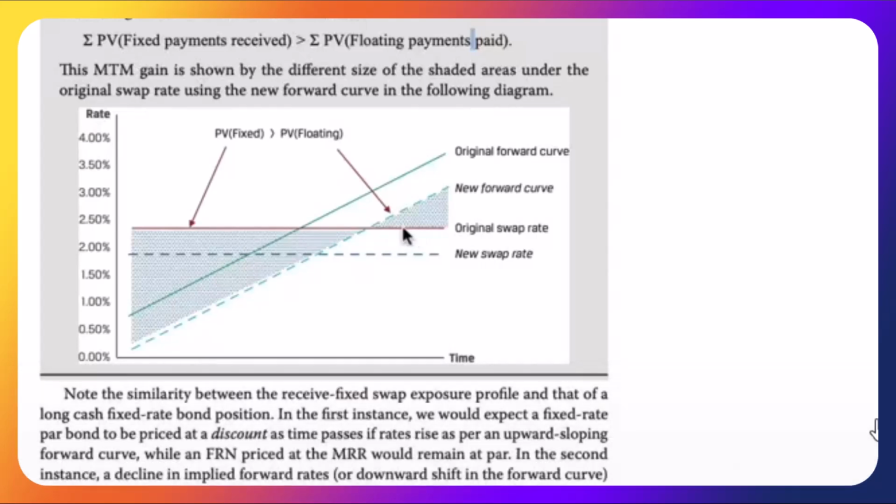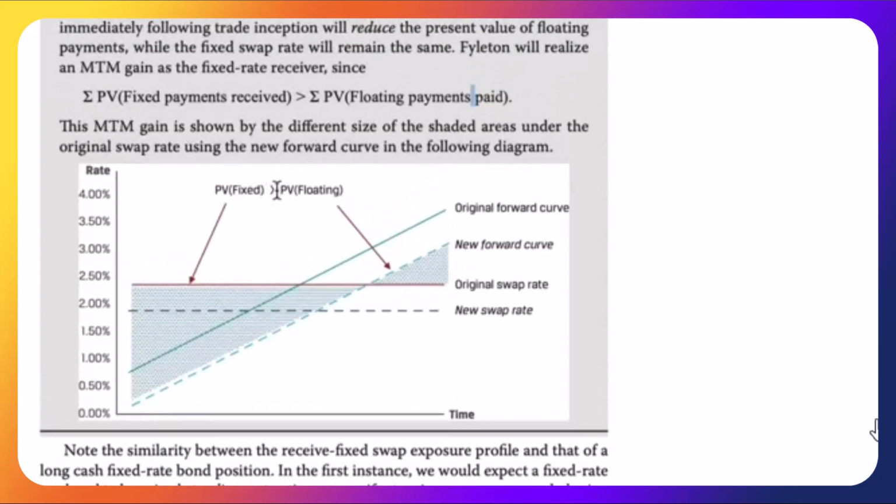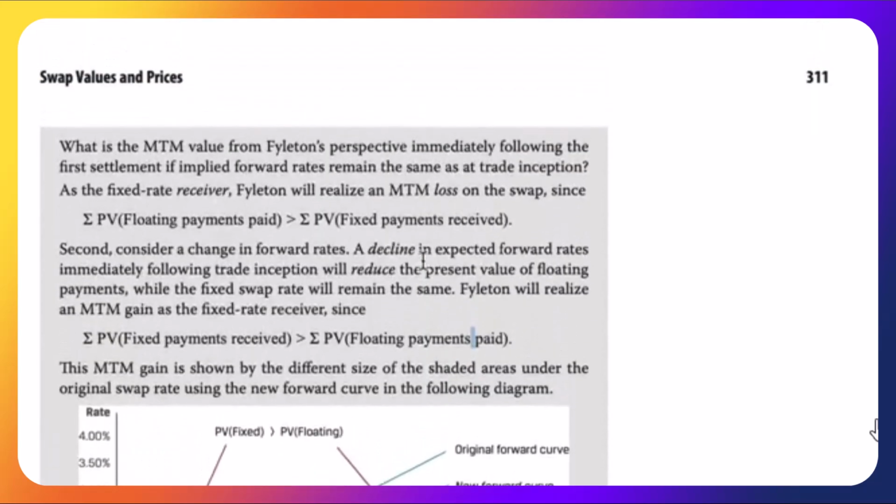So now the payments are this area, this triangle here, versus this triangle here. You can see that the area under the curve here is greater than the area under the curve here. It's just a visual way to show you that, hey, this is worth more than this now. The present value of the fixed leg is now worth more than the present value of the floating leg, because we get to receive the higher fixed rate, not this lower one. However, we get to pay the new lower forward rate. There we go.